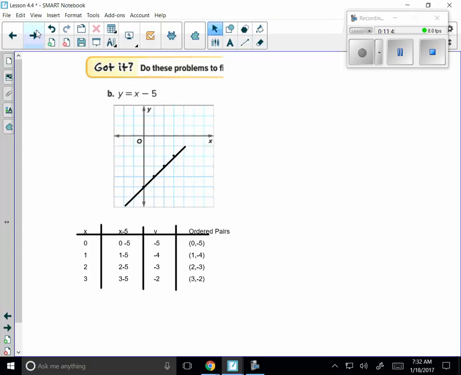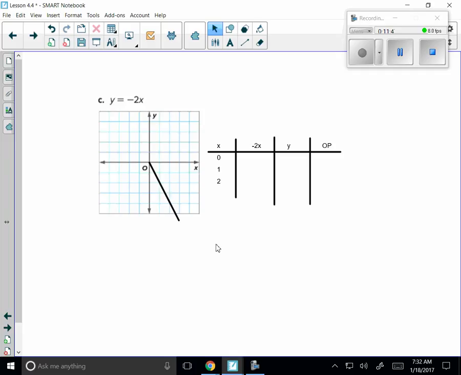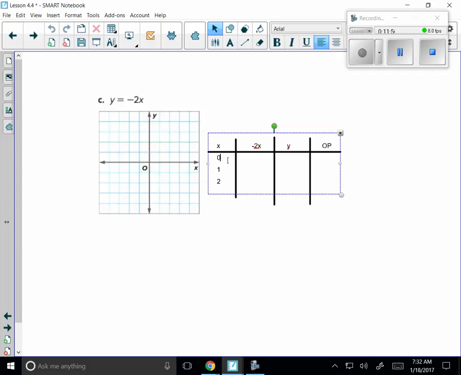One more example of this. This is C on the same page, 297. And I already have the table set up here. And it looks like I already have the line in, but we'll delete that. I want to go ahead and fill in the rest of this table. So instead of negative 2 times x, I'm going to plug in negative 2 times 0. And then this next one down here is negative 2 times 1. And then I have negative 2 times 2.